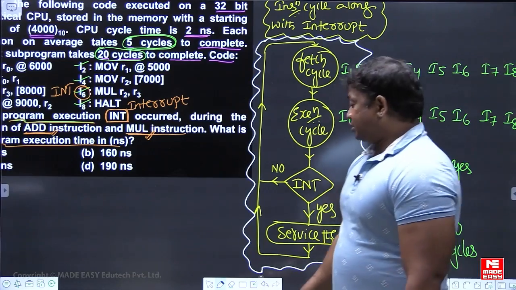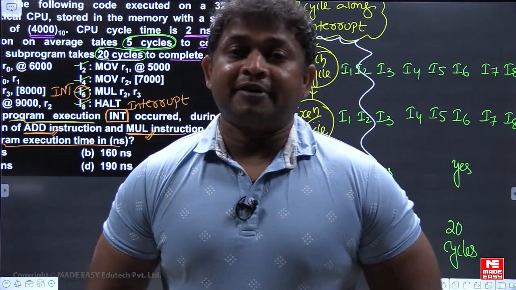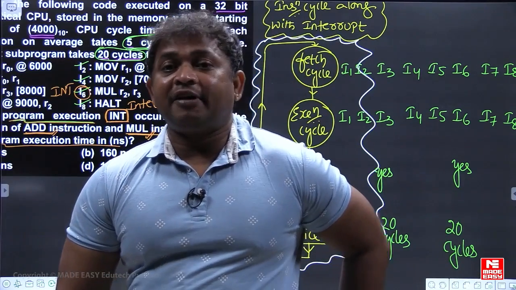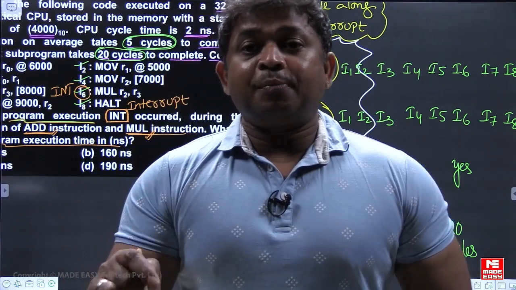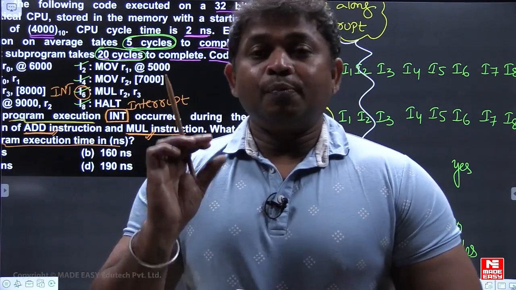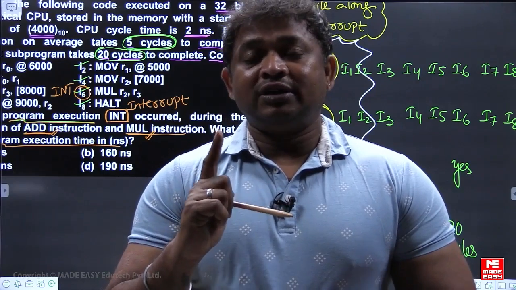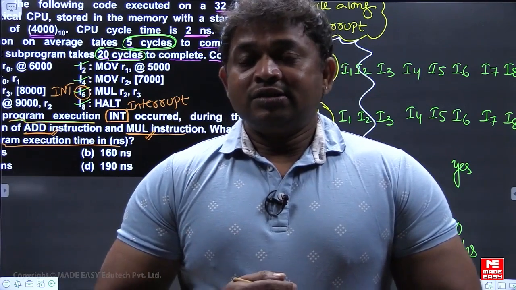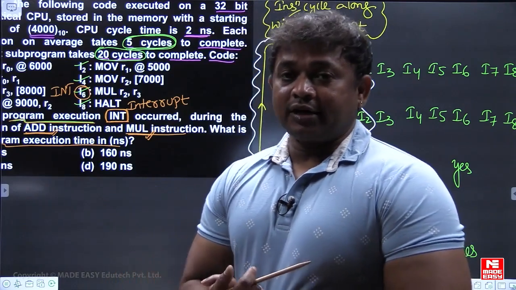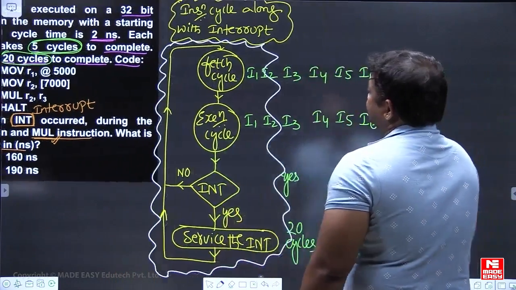You may have the doubt, sir, halt instruction executing infinite number of times. Yes, CPU point of view, halt is executing infinite number of times. But user point of view, halt is executing only once. So program execution time means halt is executed only once. That is user context. CPU context, halt is executed infinite number of times. Okay, very good.